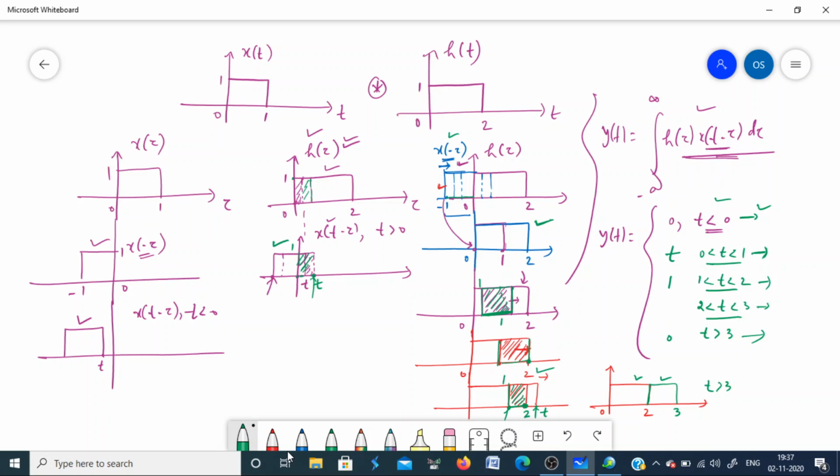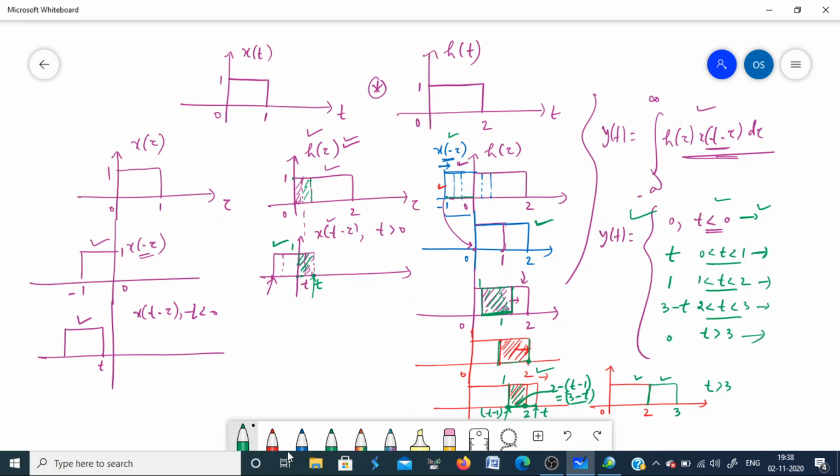So what will be this point? The total width from this point to this point is 1. So if it is t, this point must be t minus 1. So what is this difference? This is 2, so this width will be 2 minus (t minus 1), or it will be 3 minus t. So between 2 to 3, the function is 3 minus t. Okay, so this is the convolution.